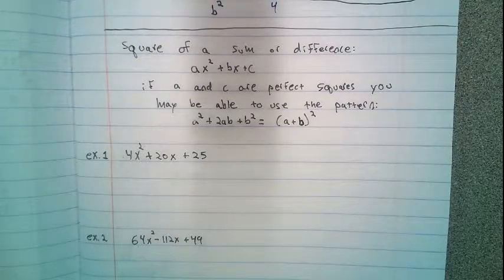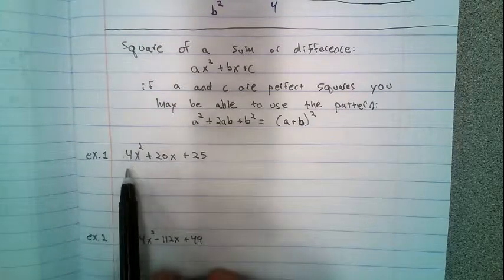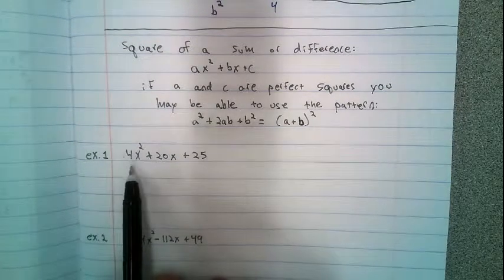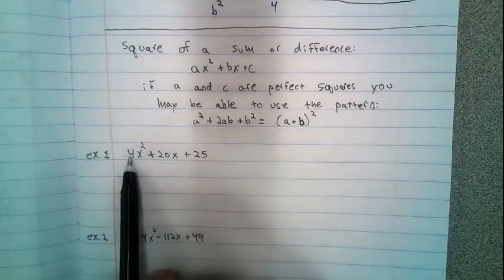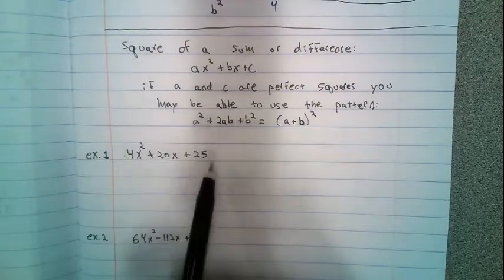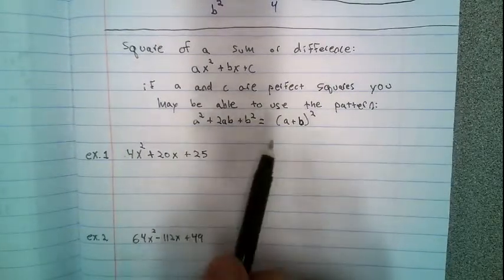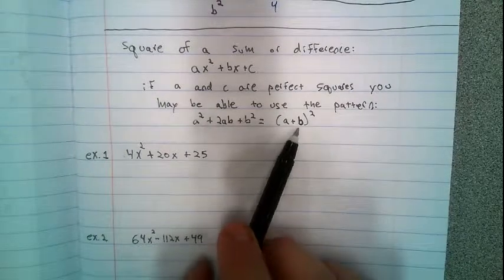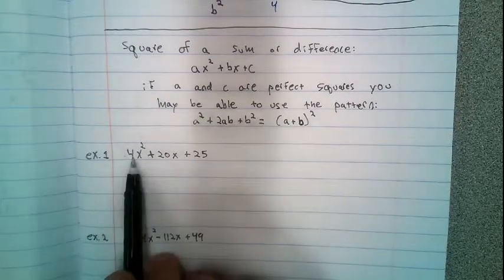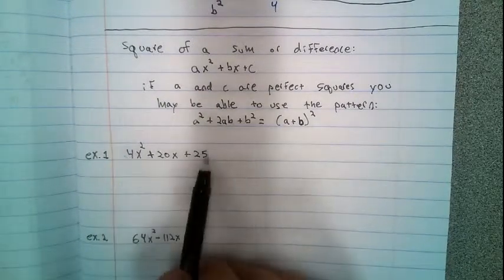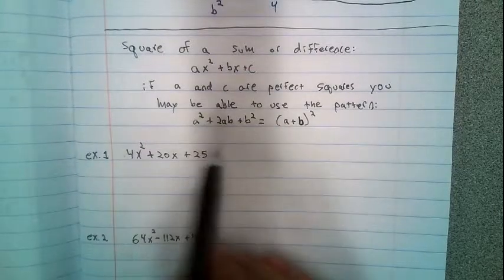So that's very algebraic, right? A lot of variables. So let's get down to a specific example. If you see a quadratic and you notice that the first term is a perfect square and the last term is a perfect square, you might be able to use this pattern. So 4x squared, that's a perfect square. 25, that's a perfect square. So let's try and use the pattern.